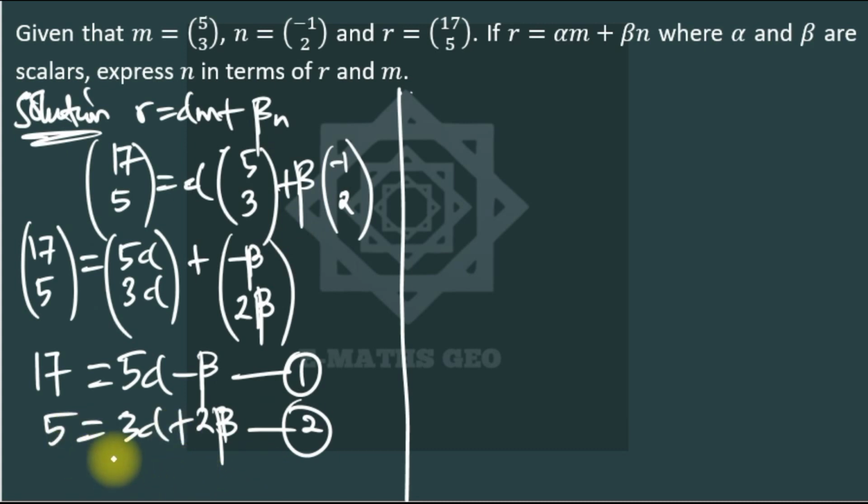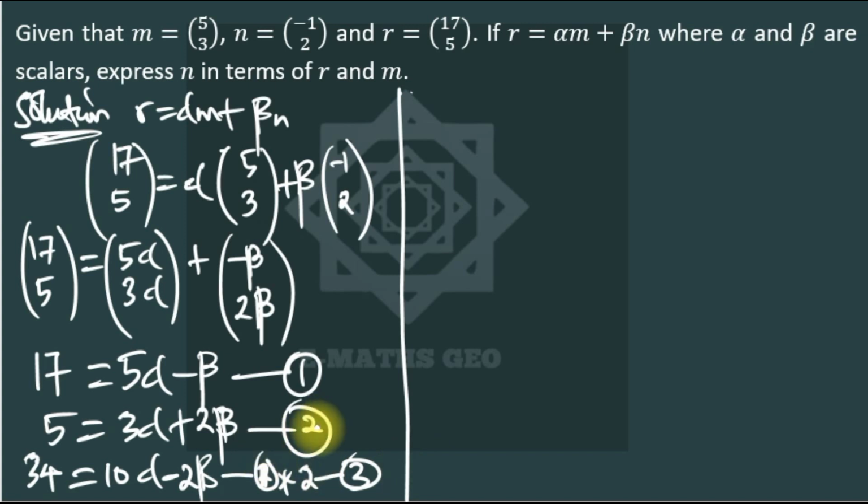So we'll have a simultaneous equation, and the best way is to eliminate, and the one that seems to eliminate faster will be beta. I have plus 2 beta here, so let me multiply equation 1 by 2 so that we'll eliminate by adding. 17 times 2 is 34, 5 alpha times 2 is 10 alpha, and minus beta times 2 is minus 2 beta. Let's call it equation 3, that is, equation 1 times 2. So we'll focus on equations 2 and 3.